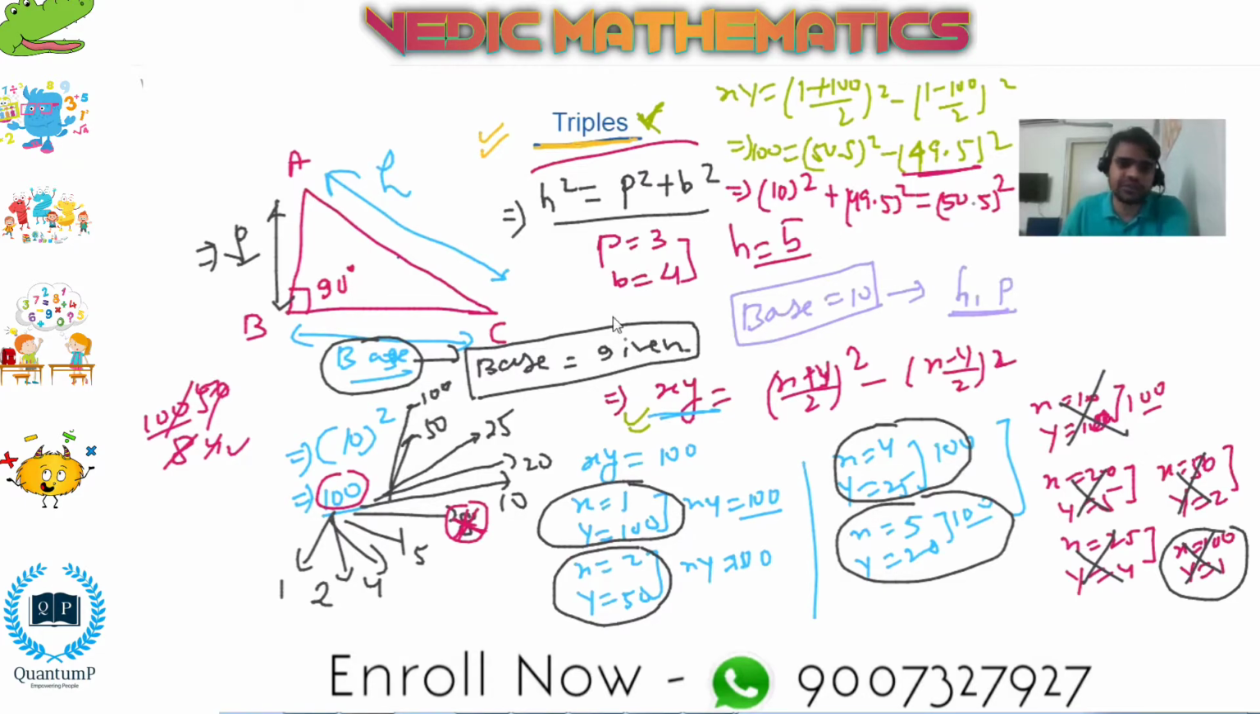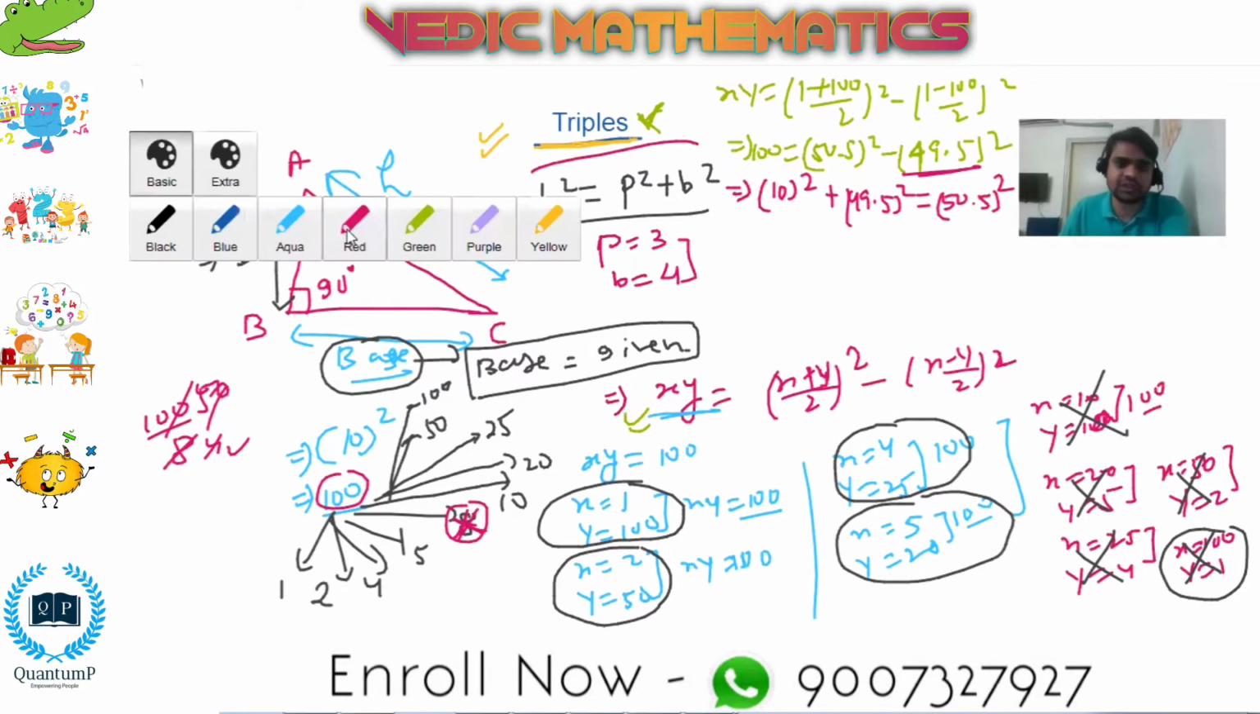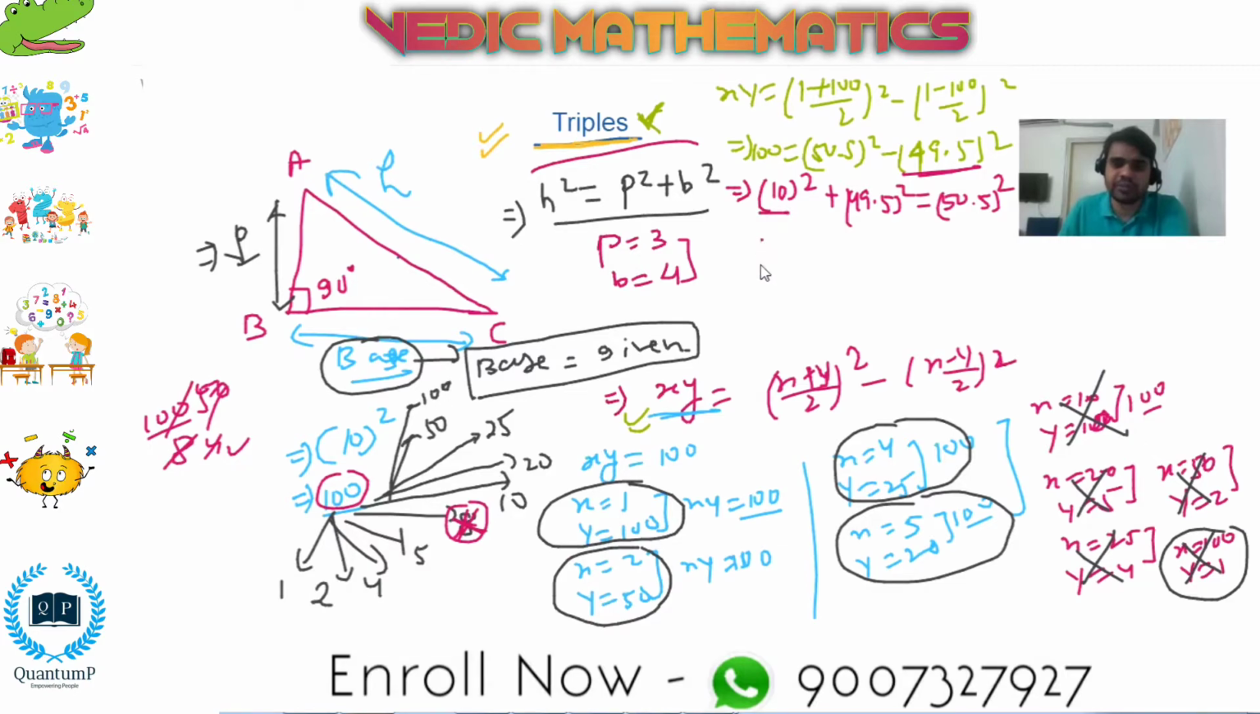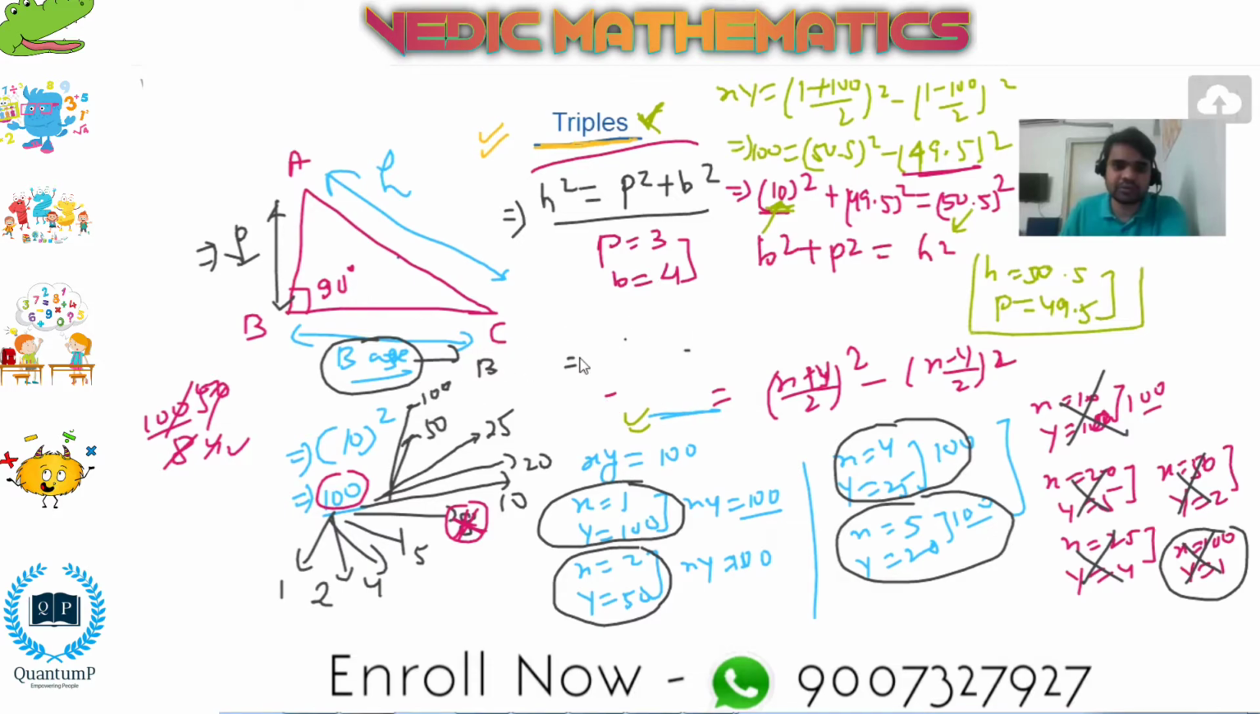So if you match this with the Pythagoras theorem, base square plus perpendicular square is equal to hypotenuse square, right? So you can compare it and you can get h equals 50.5, and you can get p is equal to 49.5, right? Because base is already given, 10. So this is one of the sets of your answer, which we have taken from the factors. Okay, now the other three answers I'm going to solve here.